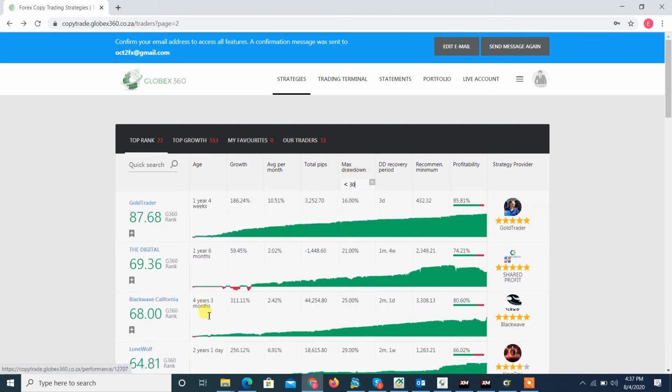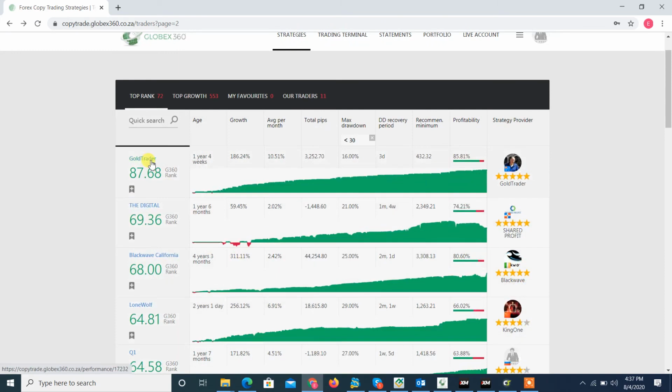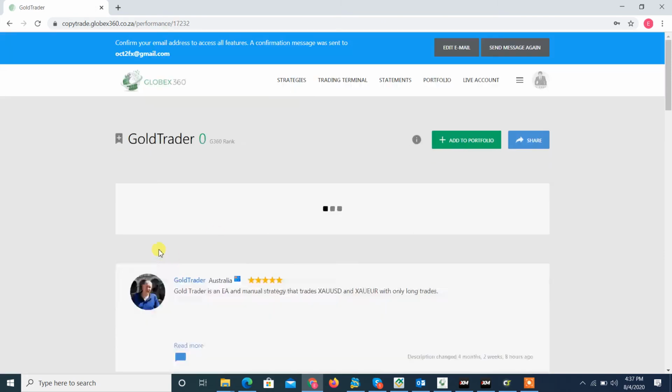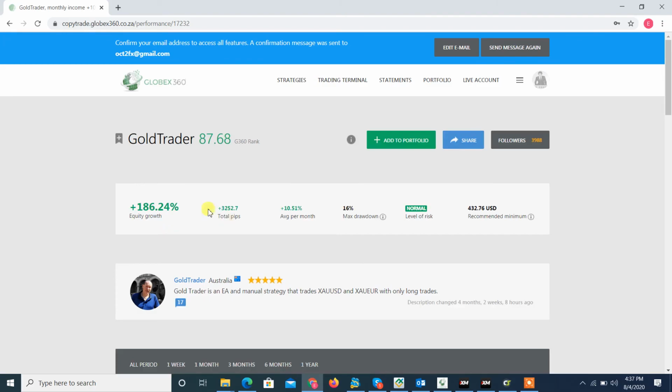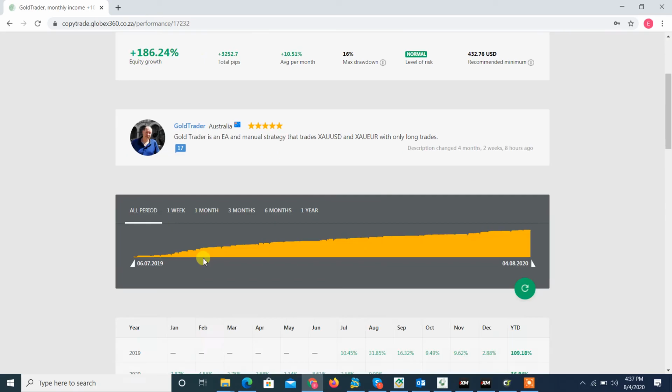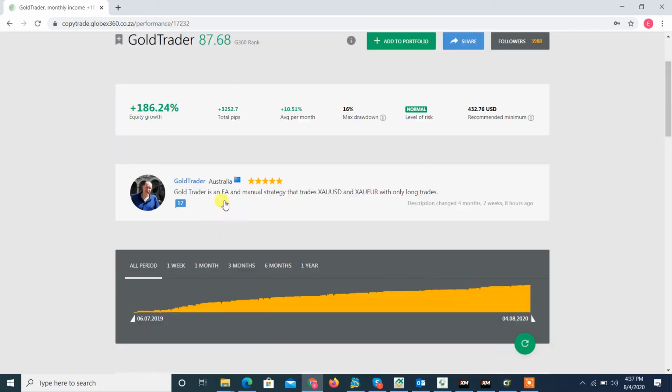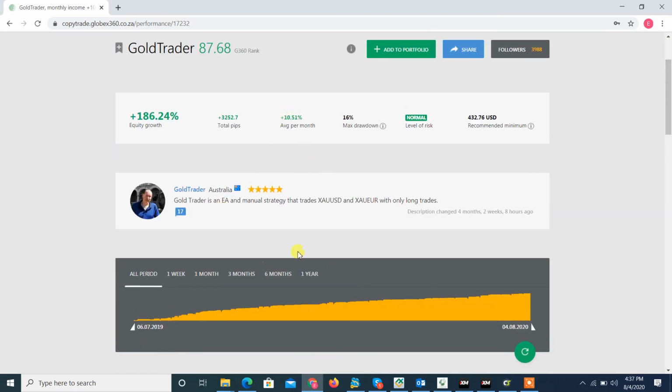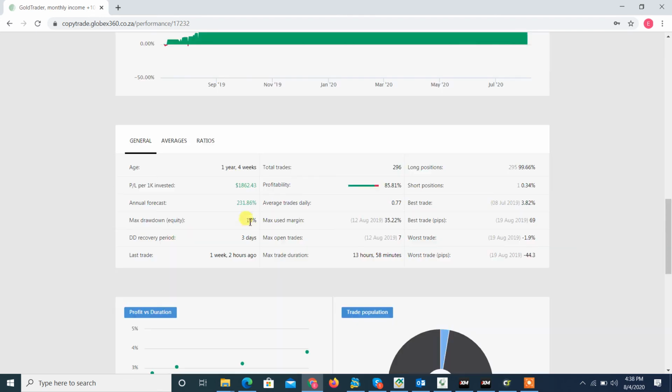Maximum 30% drawdown, right? And for example, let's look at Gold Trader as well. So Gold Trader, ever since he's been, so here again, there's a brief description on what the robot does. And here it has made 186% growth, right? And he's averaging around 10% a month. So yet again, he's got quite a good average, higher than the previous guy, and maximum drawdown. So he's never had a drawdown of more than 16% on this account.